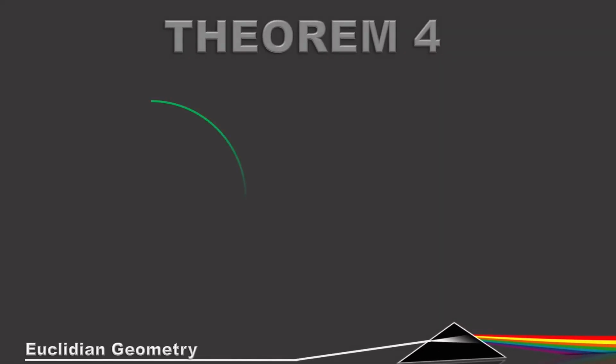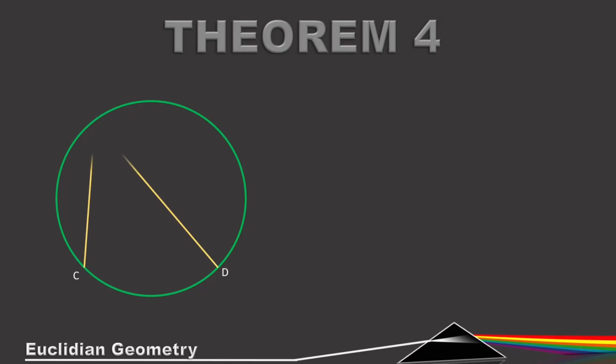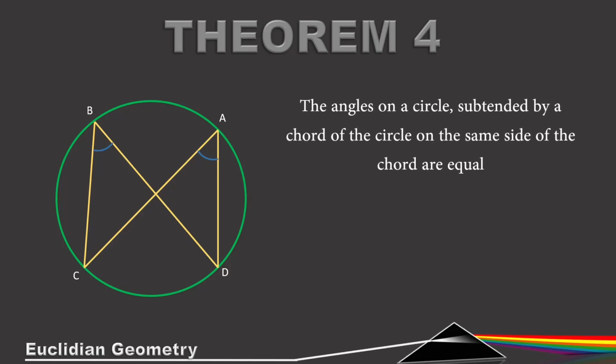Now for theorem 4, we have our circle, and from arc or chord CD, we subtend an angle to the circumference of the circle at B. Then we subtend another angle anywhere else on the circle, say at A, and what then happens is that if it is subtended by the same chord or arc, those two angles will be equal to each other. So the theorem says that the angles on a circle subtended by a chord of a circle on the same side of the chord are equal. And our reason is: angles in same segment.